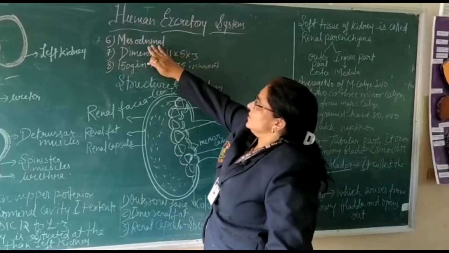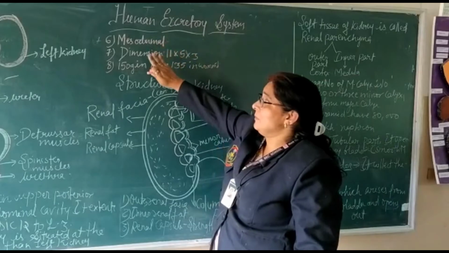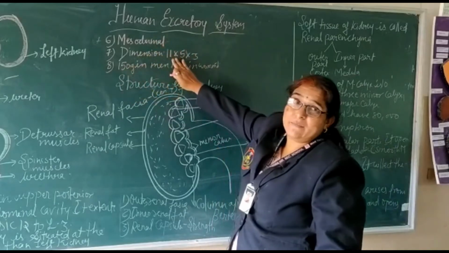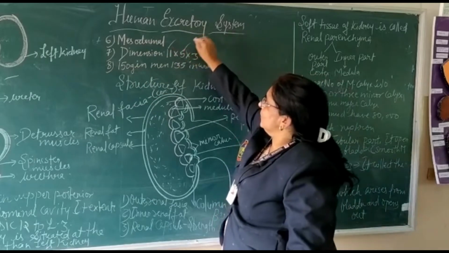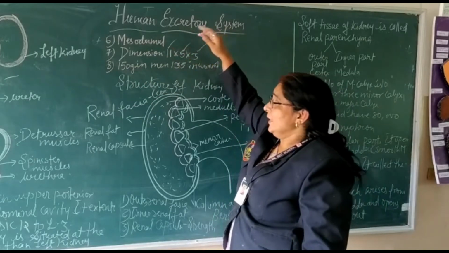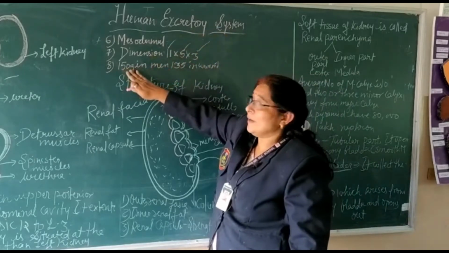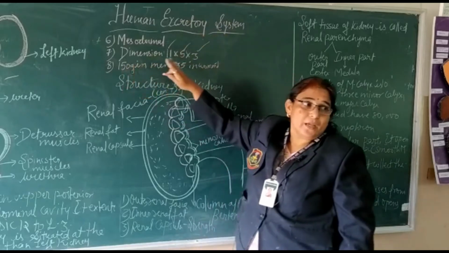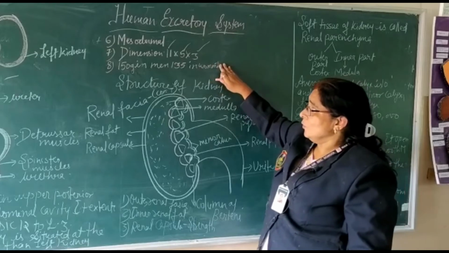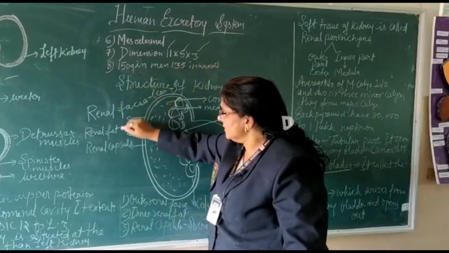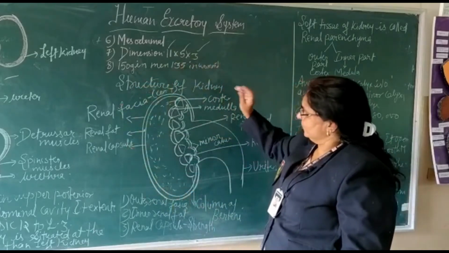Its origin is mesodermal, and the dimension of the kidney is 11 into 5 into 3, meaning length into breadth into height. Its weight is about 150 grams in men and 135 grams in women. Now we discuss the detailed structure of the kidney.